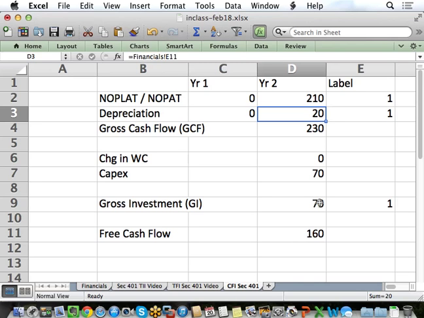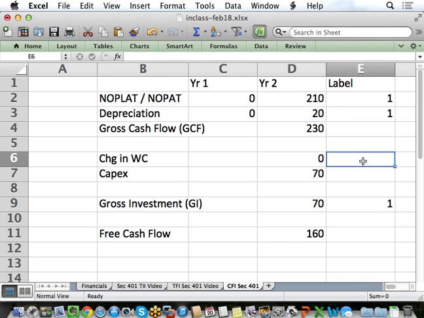So again, we have 70 of gross investment. So the company generated 230 of cash from the income statement from operating activities. It reinvested 70 in the balance sheet for operating investments. It netted what we call free cash flow of 160. So that is our operating free cash flow, our ones. Questions?